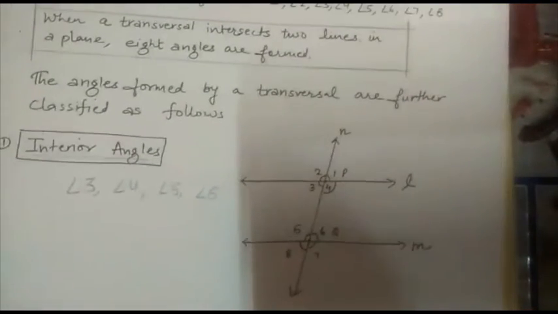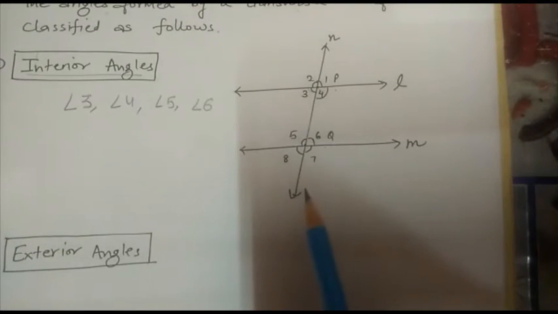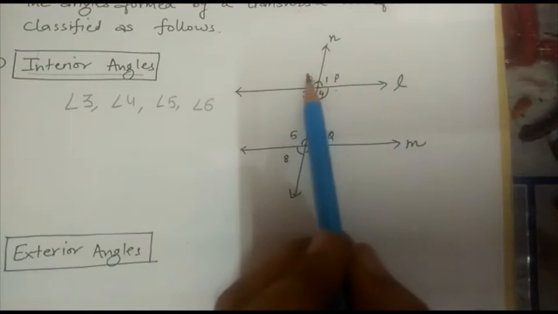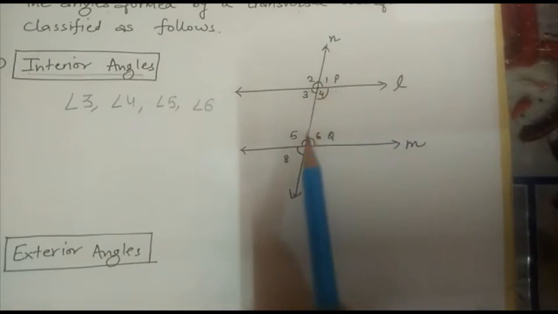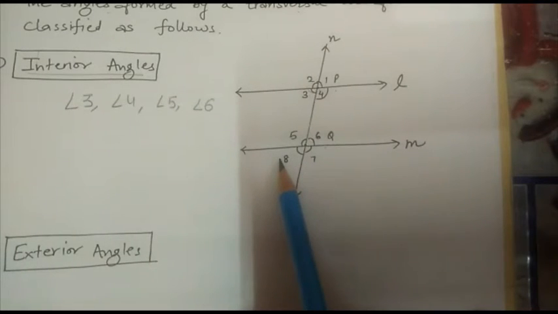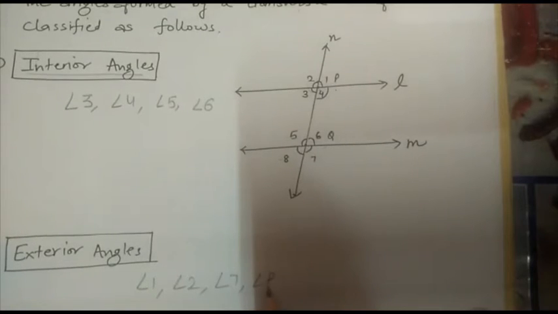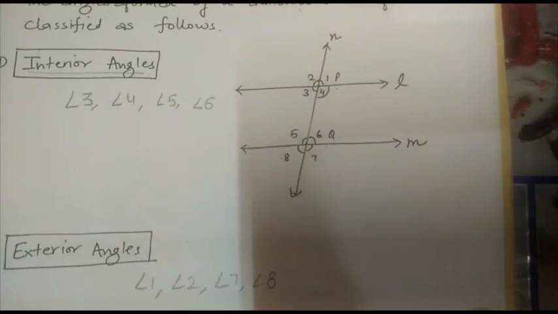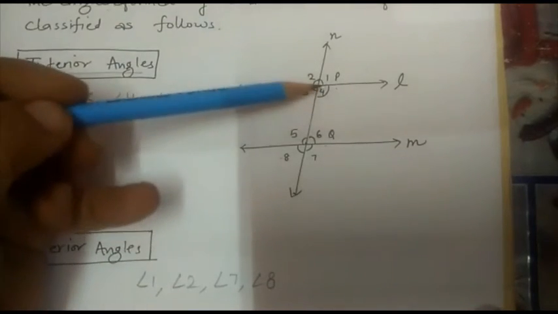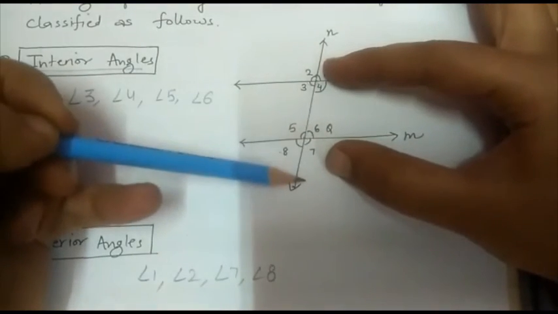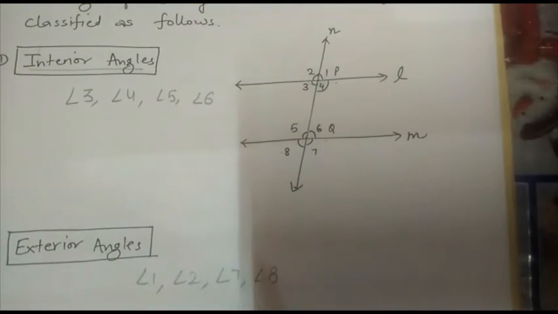Fine. Next is exterior angles. Now we observe the line segment PQ is not one of the arm of angle 1, 2, 7 and 8. So angle 1, angle 2, angle 7, angle 8. These are exterior angles, or what we can say in our own words, that the angles which are formed outside these two lines, they are called exterior angles.